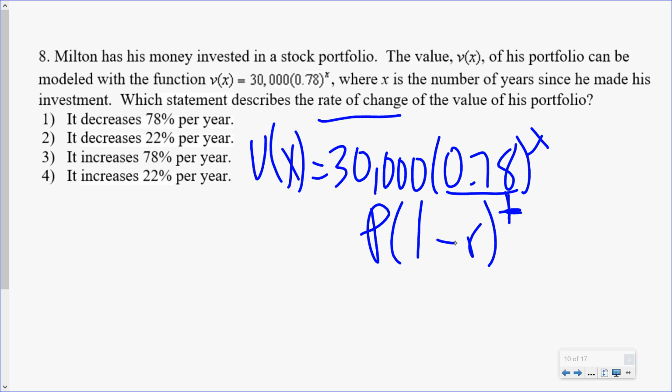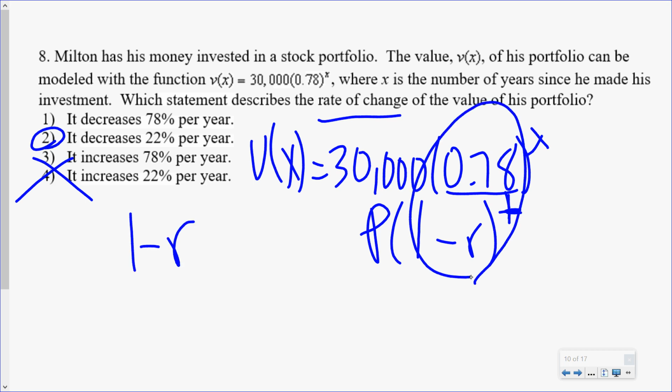So, is it increasing or decreasing? It's decreasing since it's less than 1. So 3 and 4 are out. What are you subtracting from 1 to get 0.78? Or what are you subtracting from 100 to get 78? You're taking away 0.22. Now again, if you can't follow that, then you can just do 1 minus r equals 0.78.